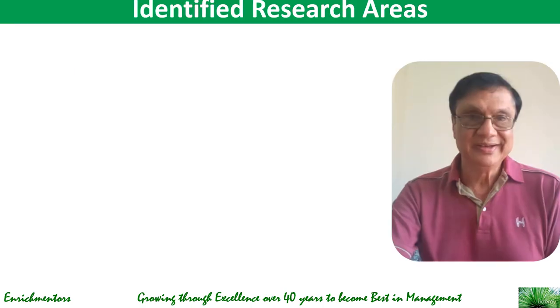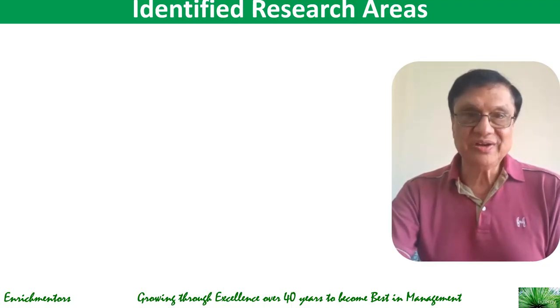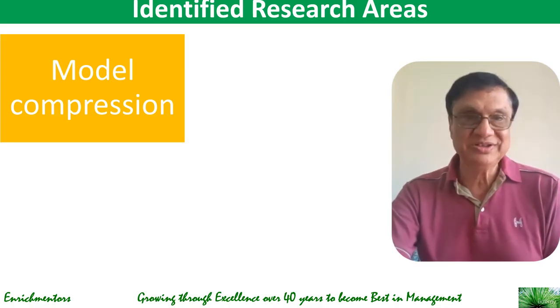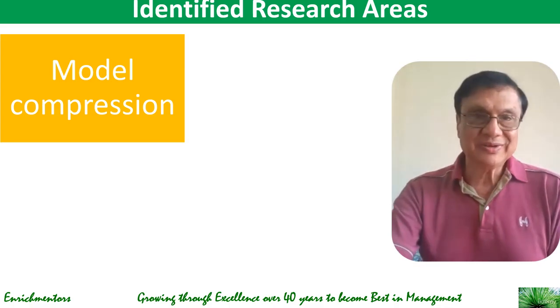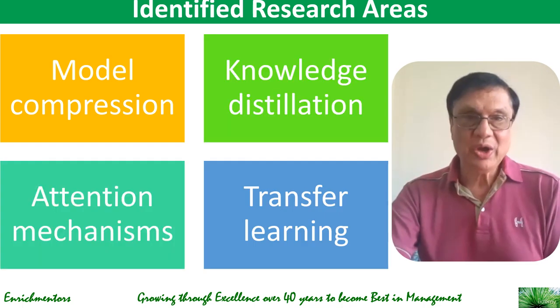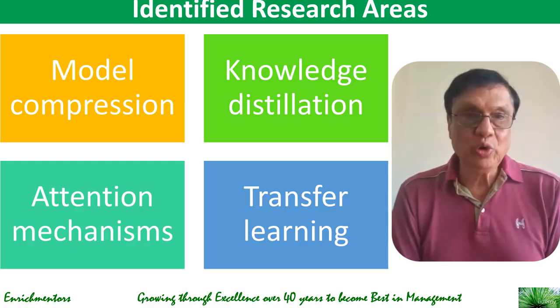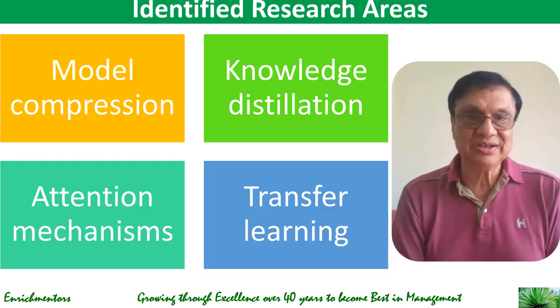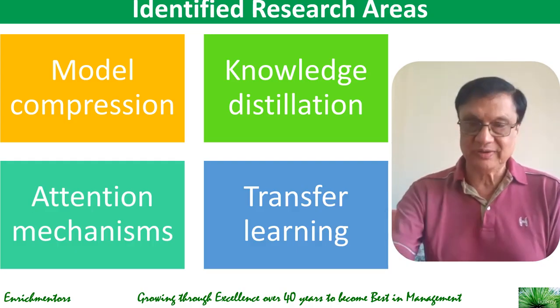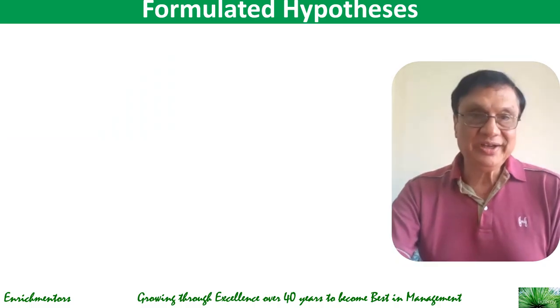in this area. Based on the literature review, they identified the specific research areas or topics that would have potential to improve the performance, and they included exploring techniques like model compression, knowledge distillation, attention mechanism, and transfer learning. So four of these areas were considered, identified, that have potential to improve the performance and efficiencies of the text classification model. Then formulated the hypothesis.